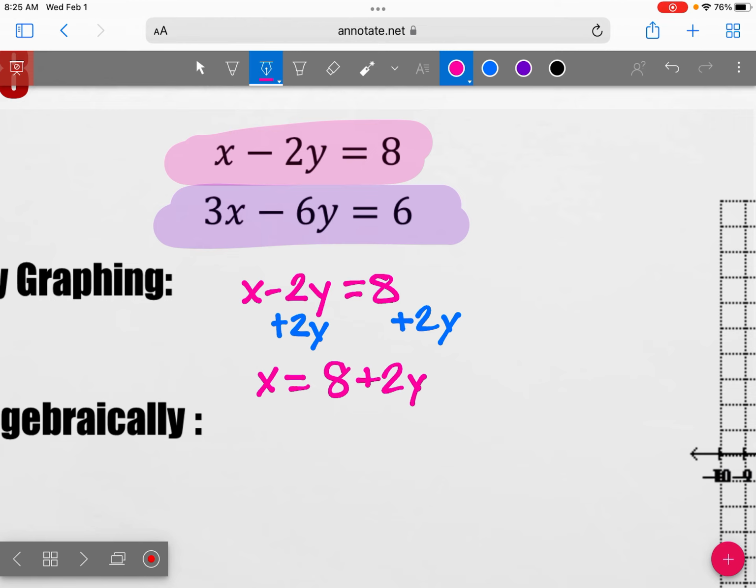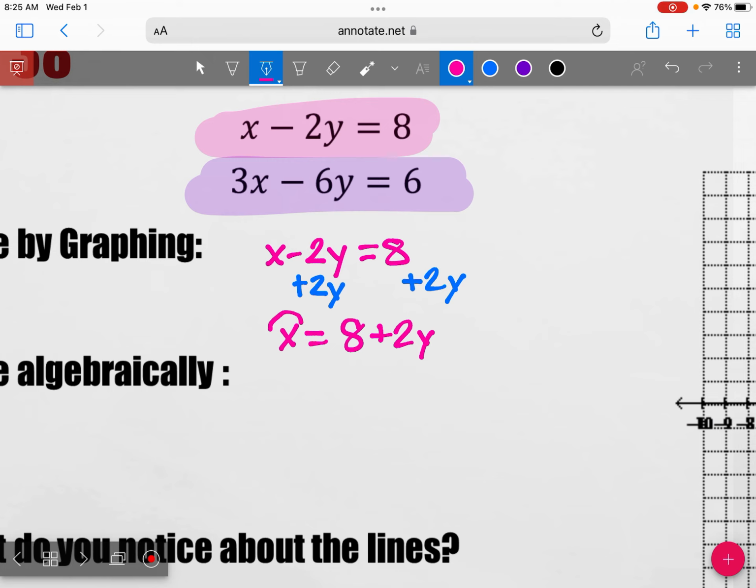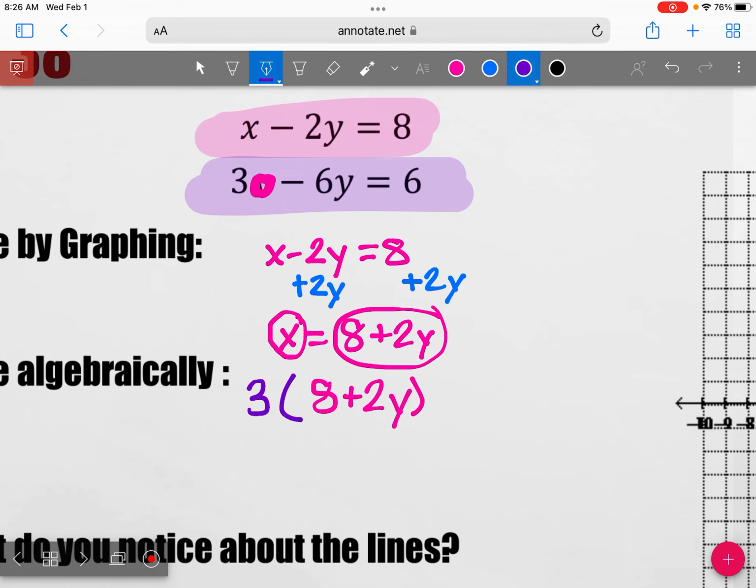Sweet. The benefit of doing that is now that I know that x equals 8 plus 2y, I can go to my purple equation and substitute that back in. I know that x is 8 plus 2y, so we're going to replace x with that. So when we do that substitution, we're going to have our 3 times, but instead of x, we put what x is, 8 plus 2y, minus 6y equals 6. And now I have only y's here.